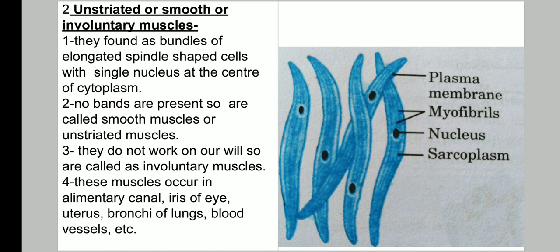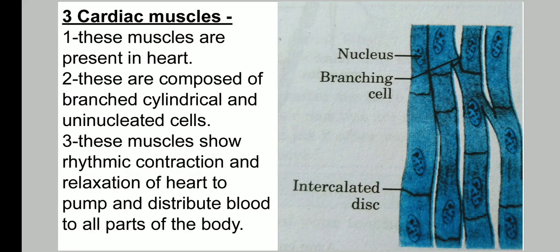These muscles occur in the alimentary canal, iris of the eye, uterus, bronchi of lungs, blood vessels, etc. As these parts of the body work without our will, this type of muscle tissue works over there. Now the third type of muscles are cardiac muscles.